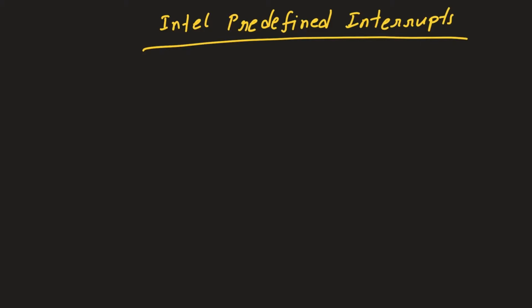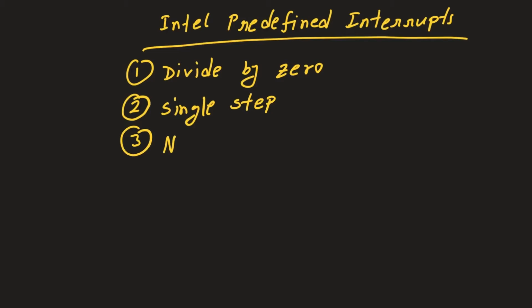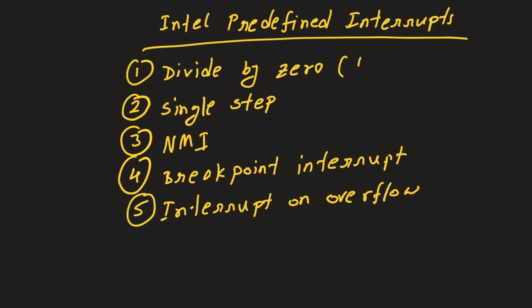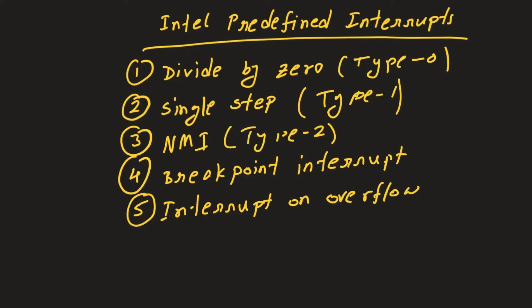There are 5 predefined interrupts by Intel. First one is divide by 0. Second one is single step. Third is non-maskable interrupt. Fourth is breakpoint interrupt, and the fifth one is interrupt on overflow. So first one is type 0, then type 1, type 2, type 3 and type 4. Now let's discuss them one by one.